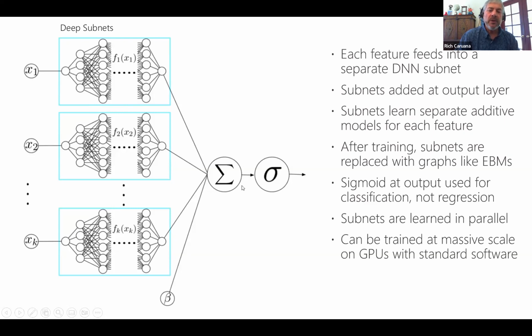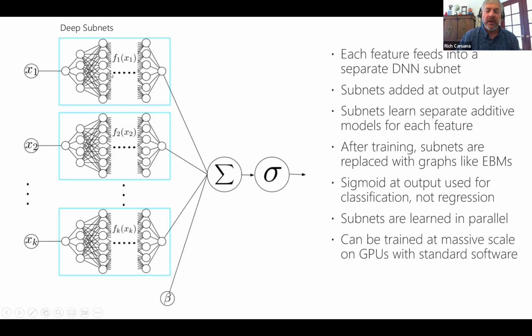And then if we're doing classification, we go through a summation here, and then we go through a sigmoid for classification. And if we're doing regression, we don't have this sigmoid unit. So if you think about it, this is an additive function, right? It's a function of X1 added to a function of X2, added to a function of XK. The predictions each of those functions makes get added together, and then you go through a sigmoid if you need to.